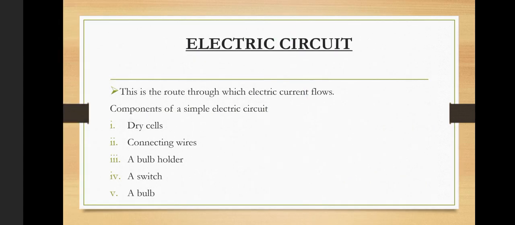Learners, as we handle electricity, I want you to know that there is something that we normally call an electric circuit, and an electric circuit is normally defined as the route through which the electric currents normally flow. That particular route is normally composed of a number of components. Some of the components that make up an electric circuit include: number 1, dry cells; number 2, the connecting wires; number 3, a bulb holder; number 4, a switch; and finally, number 5, a bulb.